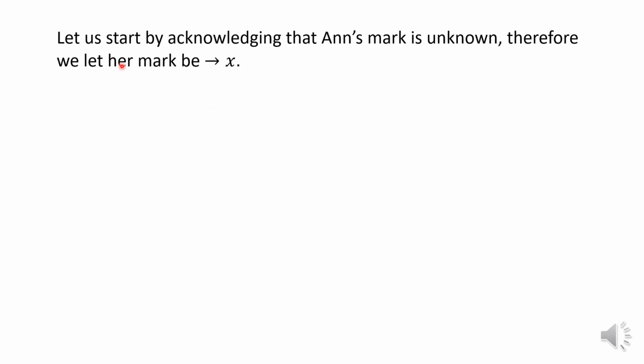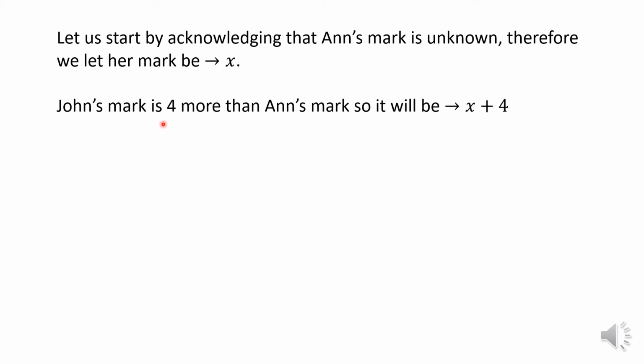So the first thing that I do is acknowledge that Anne's mark is unknown. We don't know what it is. Therefore, we'll say her mark is X. It could be any other letter of the alphabet. It could have been a Y, but we relatively go with X. So that means John should be 4 more than X. That is X plus 4. Okay? So that's relatively straightforward.